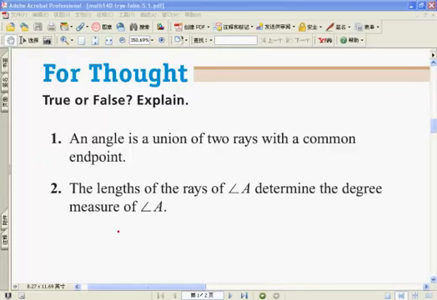Number 2, the length of the rays of the angle A determines the degree measure of the angle A. True or false? False. Actually, the degree measure of the angle A does not depend on the length of the ray, right? The ray is a half line, its length is infinity. We don't care about the length of the ray. So this degree measure is not affected by the length of the ray. So this one is false.